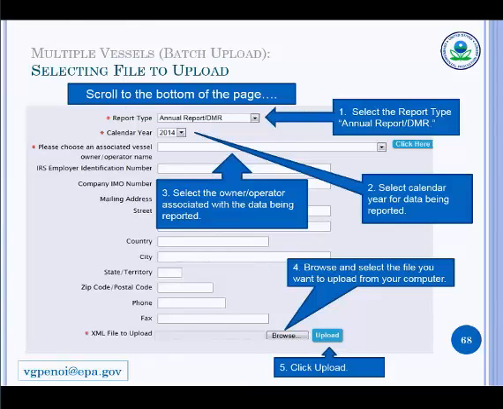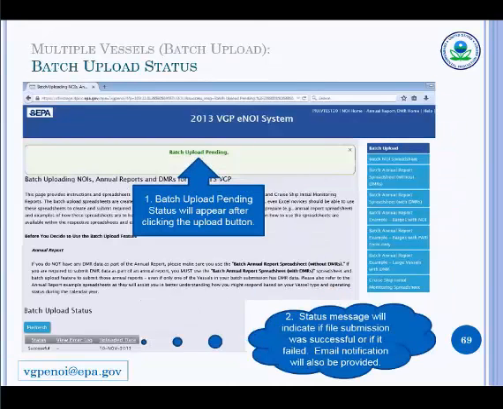And so you'll select Annual Report DMR, select the calendar year 2014, choose the name of the owner-operator, and then you'll browse down at the bottom. It'll pre-populate all those fields for the owner-operator, and then you'll browse to find the newly created XML file, and then click the Upload button to upload the file to EPA.